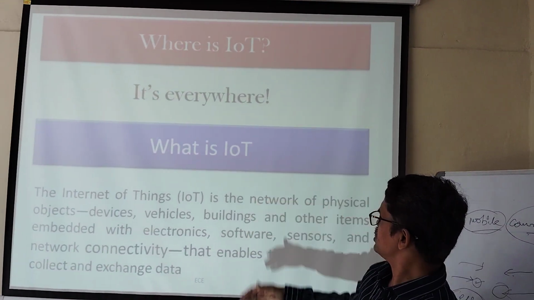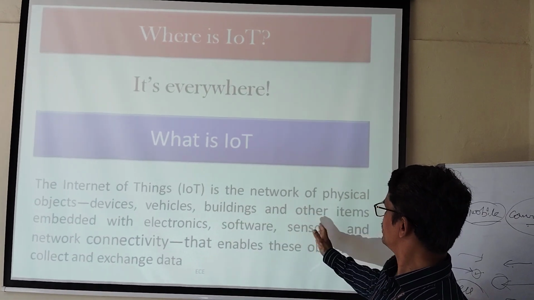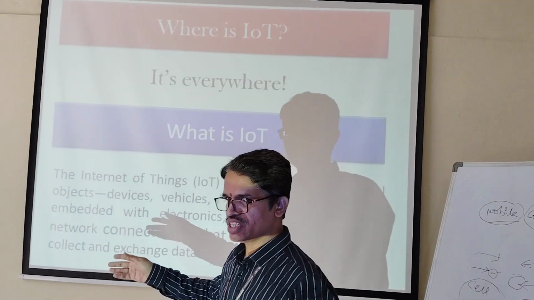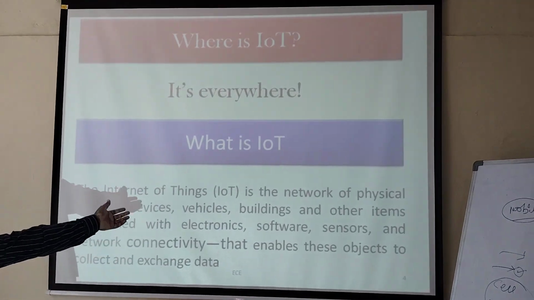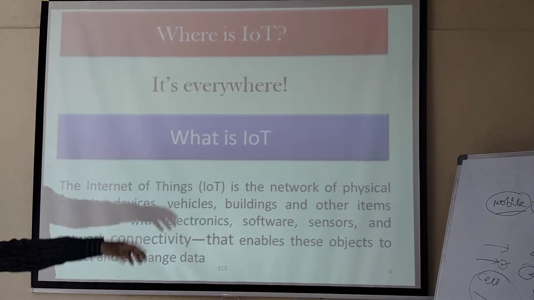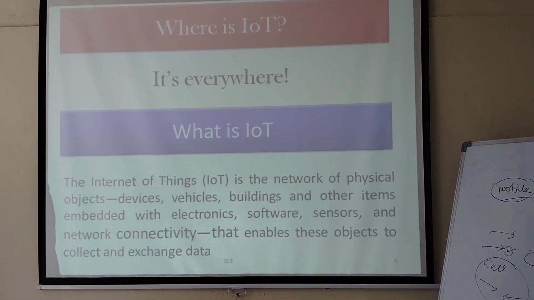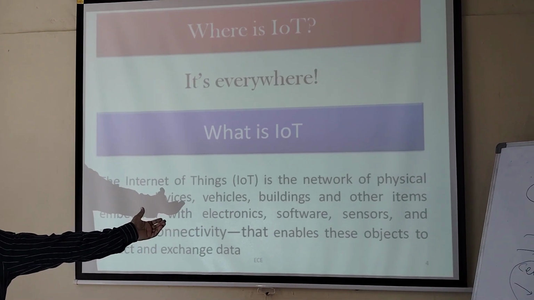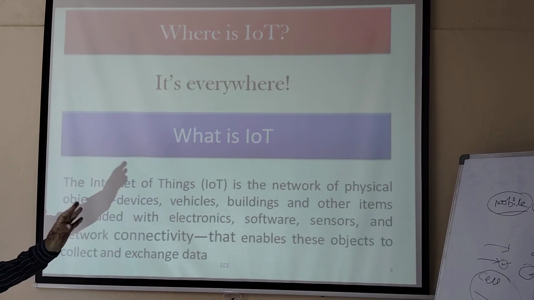What is IoT? It's a network of physical objects, devices, vehicles, buildings, and other items embedded with electromechanical devices. For understanding IoT, we need to have knowledge of embedded systems, communication systems, and networking. These are the minimum prerequisites to understand all about IoT.